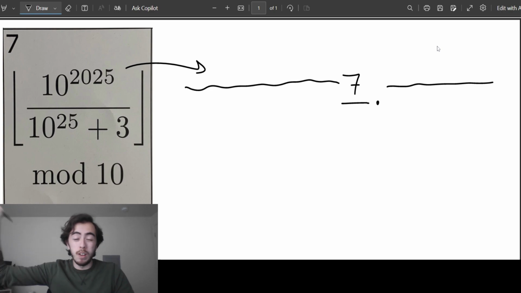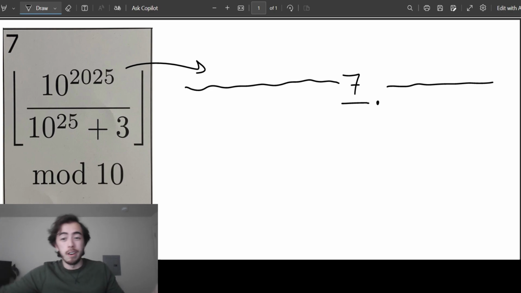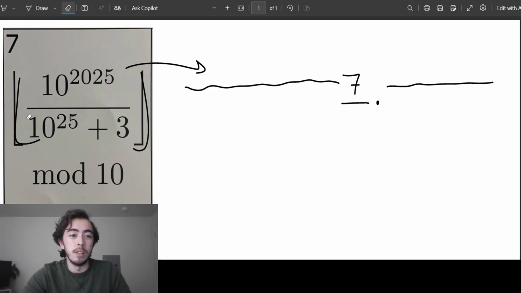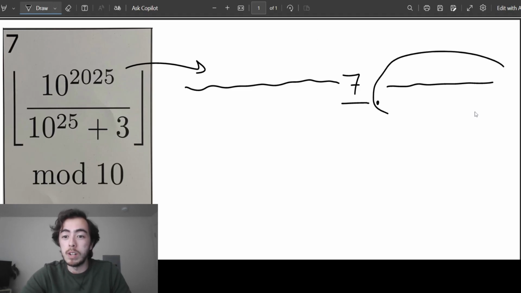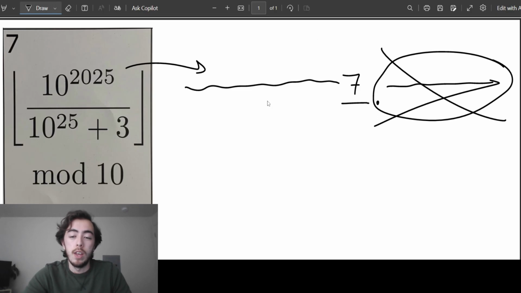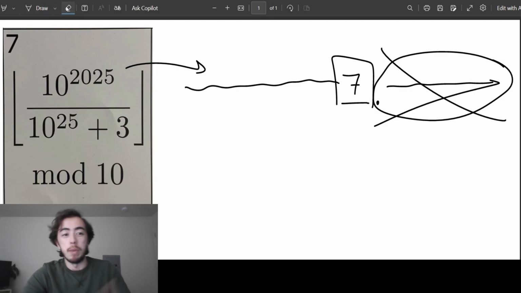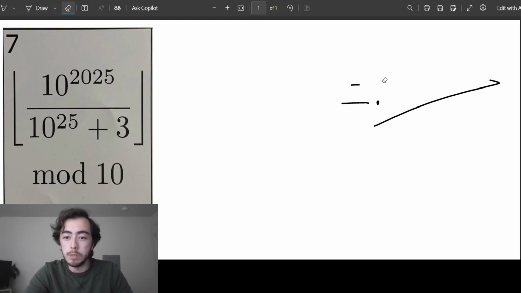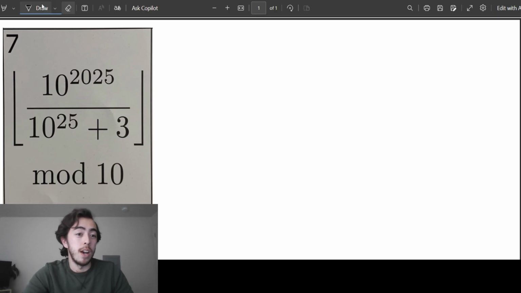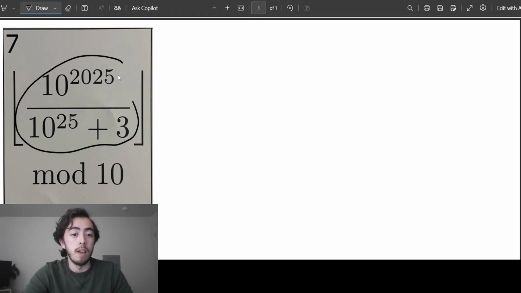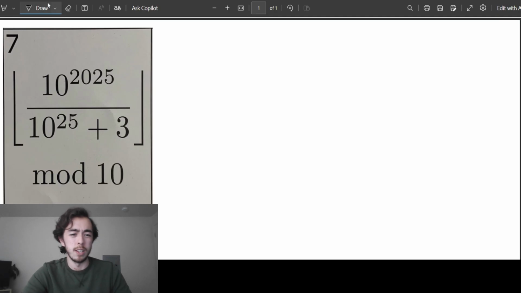Maybe that'll trail on infinitely. It'll repeat. I don't know. Maybe it'll end again. I don't know. But once we use these little bars here that make us floor our number, we're going to just get rid of all of this decimal part. And then the mod 10 will just pick out that ones place. So ultimately, this question asks, what's the ones place after dividing 10 to the power of 2025 by 10 to the power of 25 plus 3?